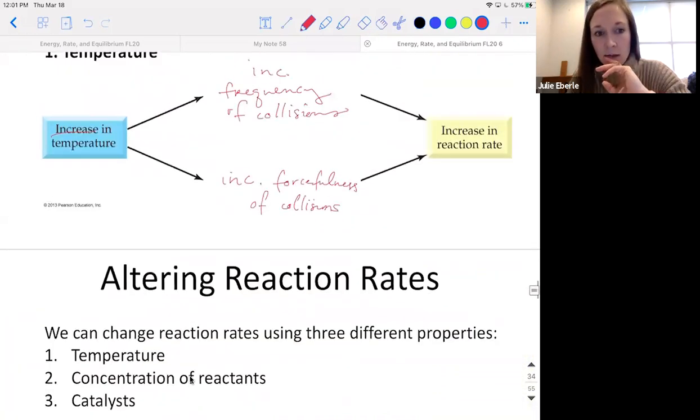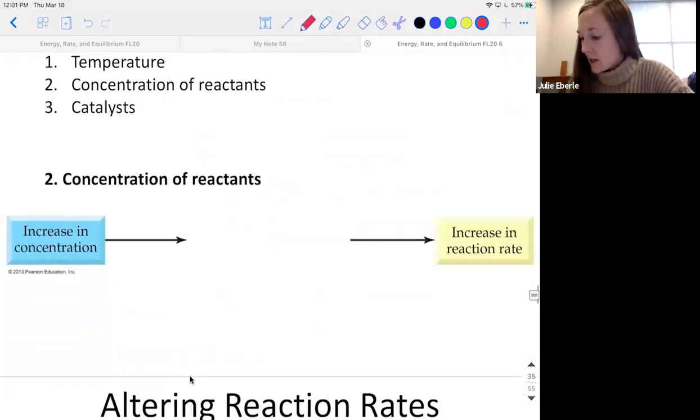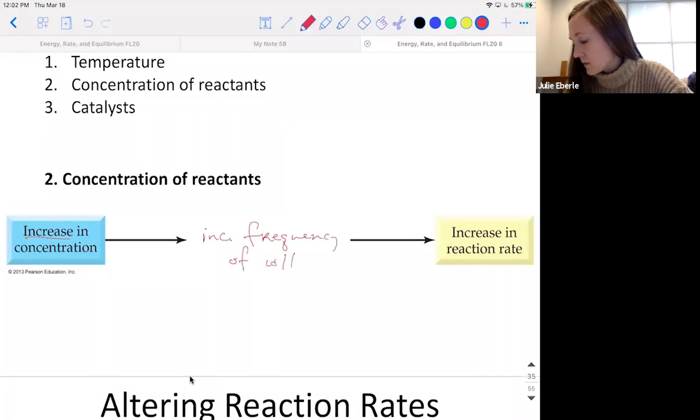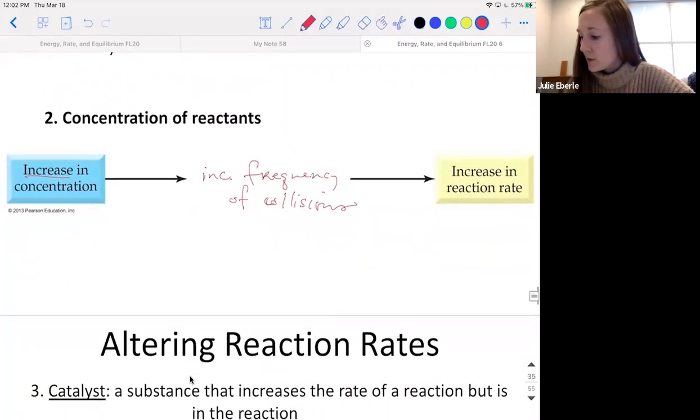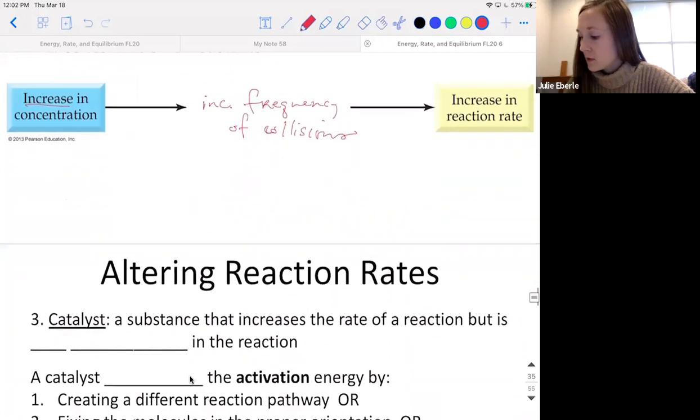I'm going to move on to the next slide though. We're running close on time, okay? Okay, increased concentration. There we are increasing the frequency as well. If you have more reactant molecules, imagine you have a reaction the size of an elevator. If you have 2 people in there, they may collide every once in a while. If you have 12 people on an elevator, they're going to collide all the time, right? Increased frequency of collisions when you increase the concentration.